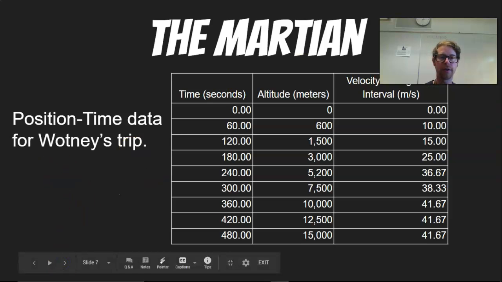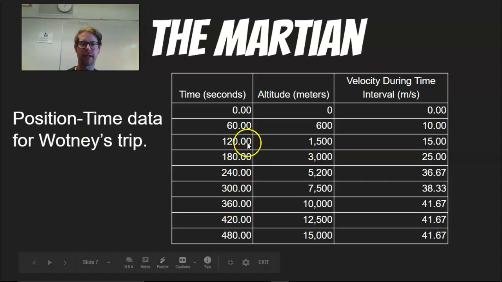What we can also do at the same time is calculate the velocity for each interval. So you saw visually what the position data is going to look like. Now we can add in the velocity data. So how did I do this?